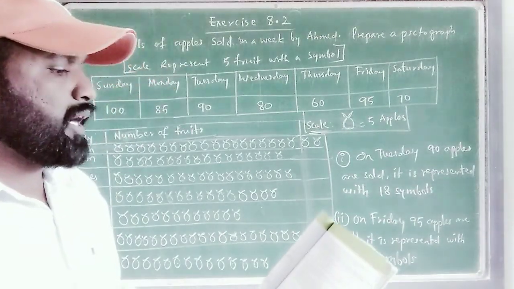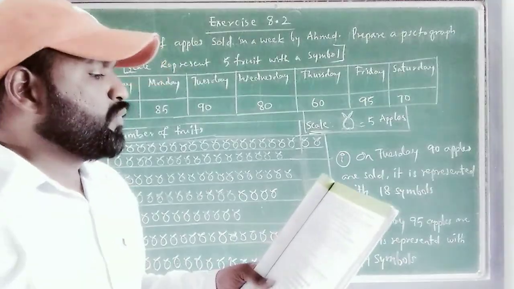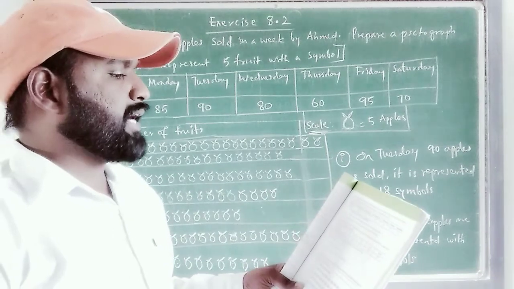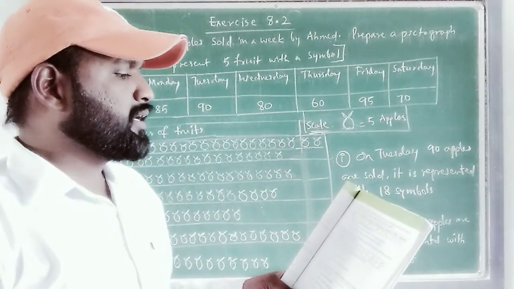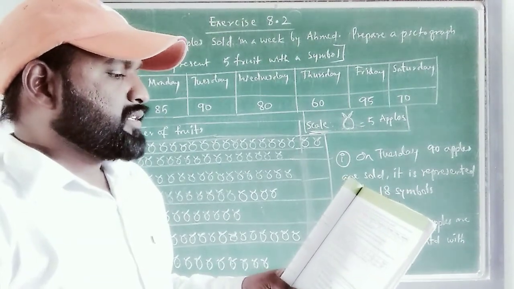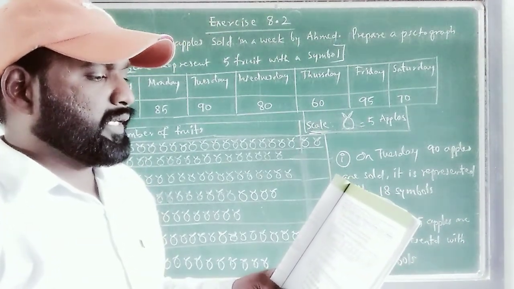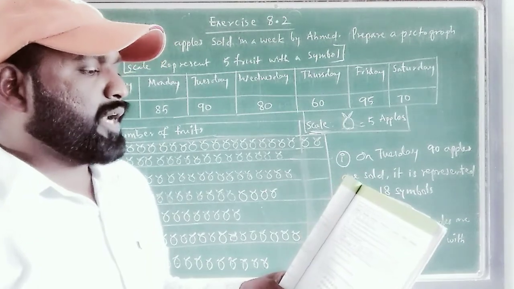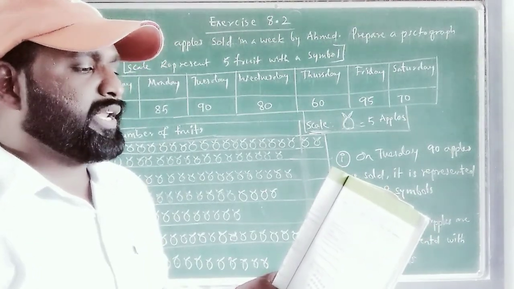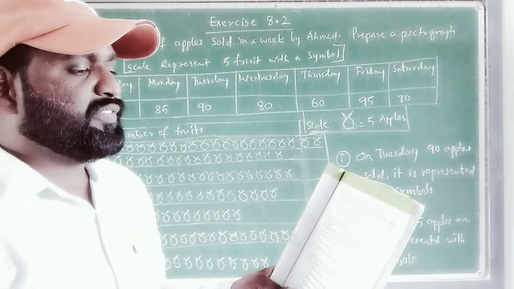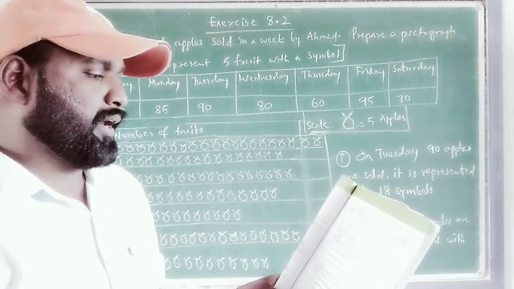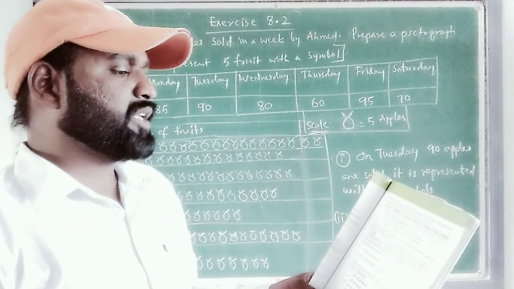Let's see the third question. Votes polled for various candidates in a Sarpanch election are shown below against their symbols in the following table. Symbols: sun, pot, tree and watch. Number of votes for sun 400, for pot 550, for tree 350, for watch 200. Represent the data using the pictograph.